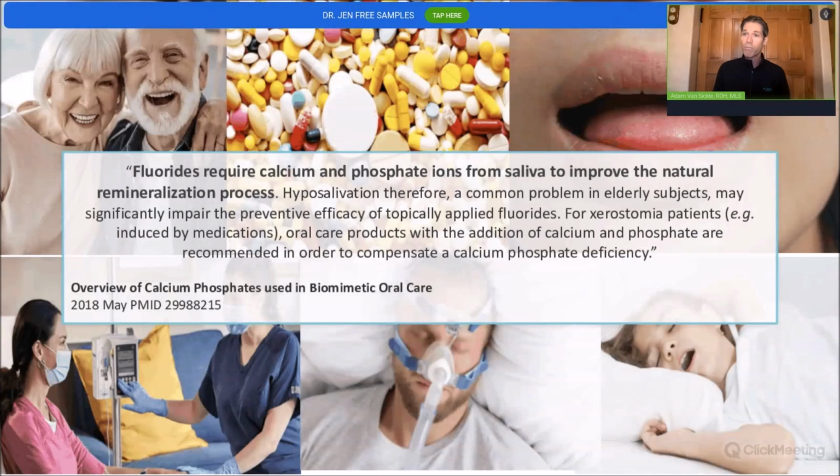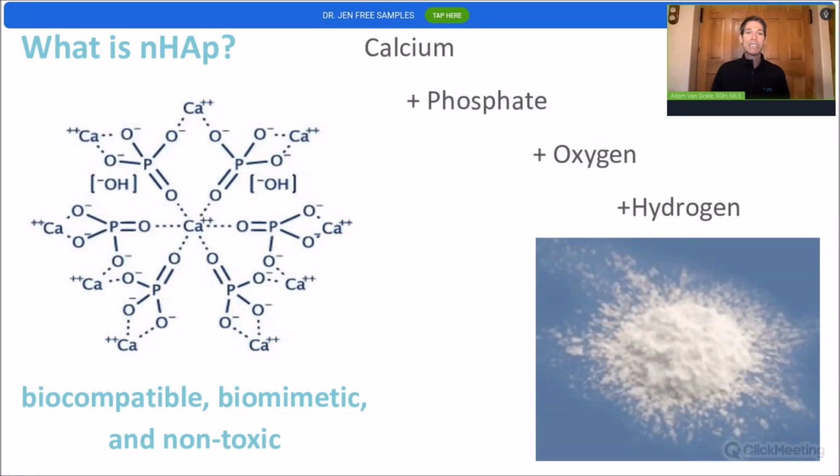So the standard approach has been high levels of fluoride, but we really need to start asking the question, given what we now know about the biochemistry of fluoride, is high levels of fluoride enough, particularly for these patients that have a calcium and phosphate deficiency? And I would venture to say that it does not, because those patients are not getting the fluorapatite crystals and they're not getting the optimal levels of remineralization. So that's where nano-hydroxyapatite can come in and really save the day.